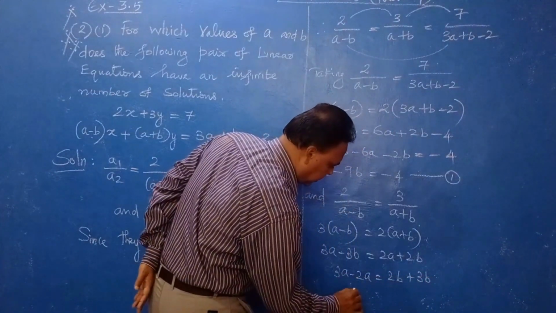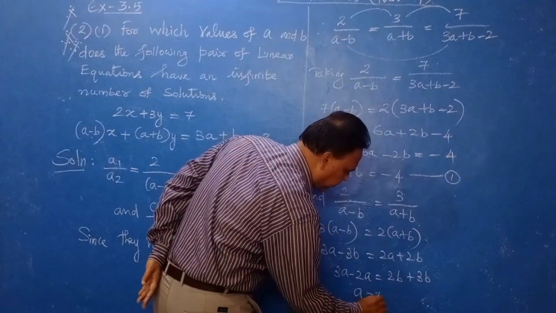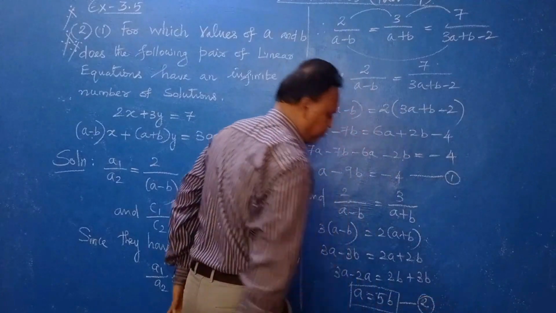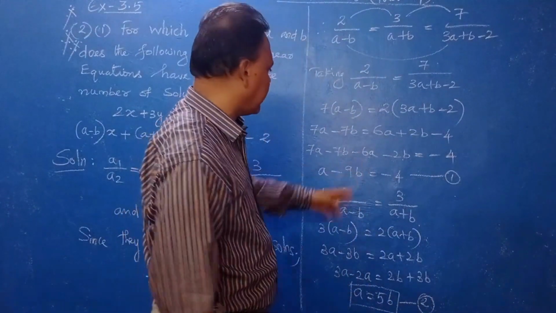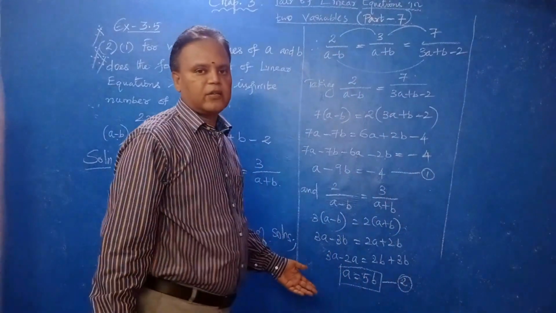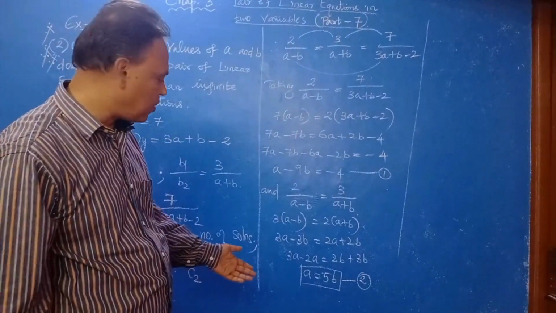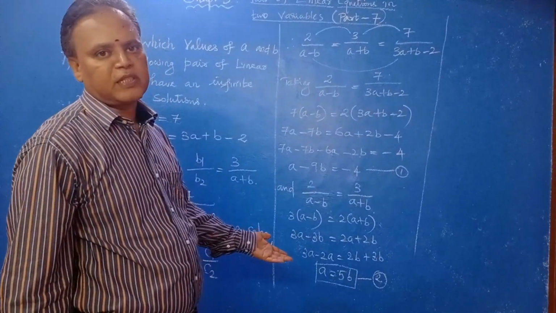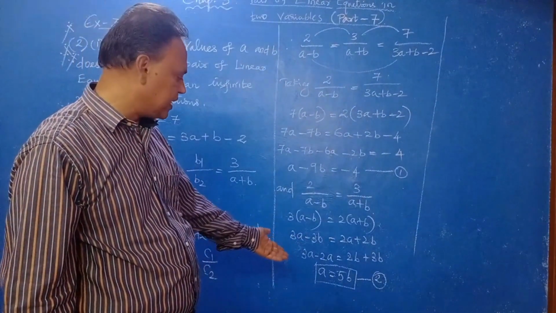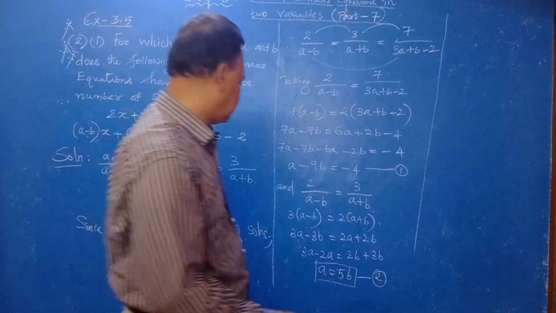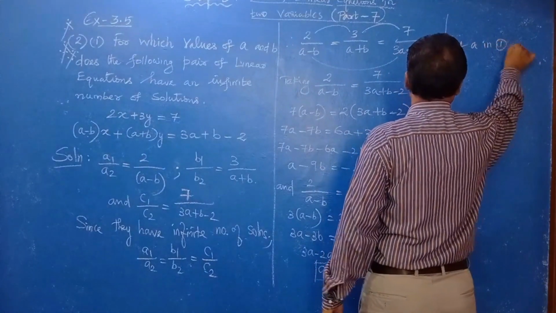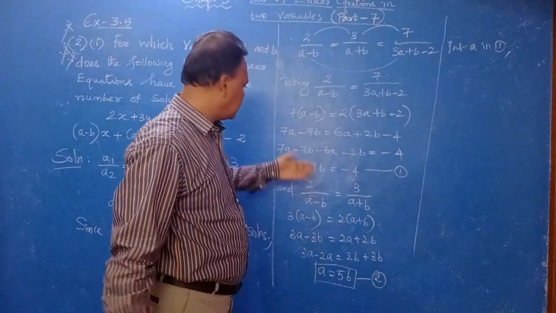So what will happen here? a equal to 5b. Take the first one as equation 1 and this one as equation 2. Now put this a in 1. Like the substitution method, you can do it. Somewhere, in some problems, you have to do the substitution method. It will be easy. Instead of the elimination method, you can easily do the substitution method. So put a in 1, just replace it.